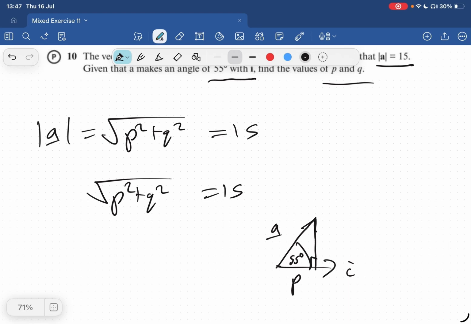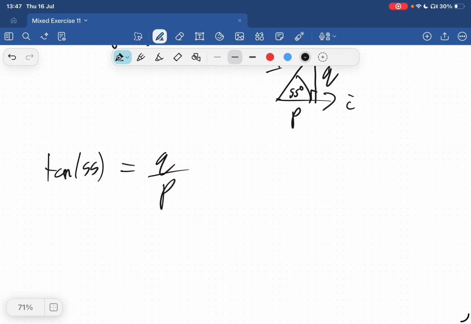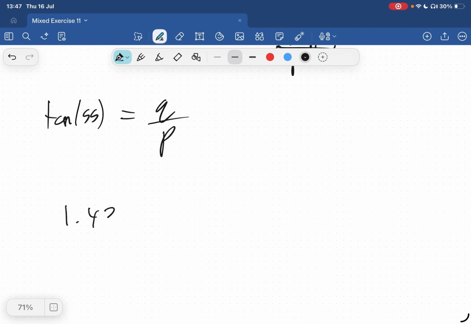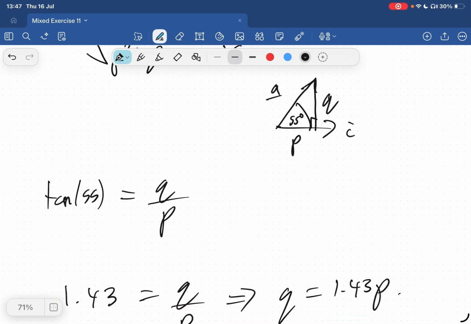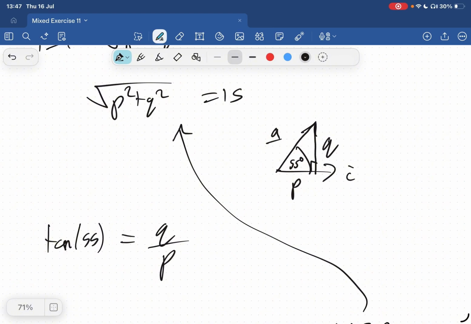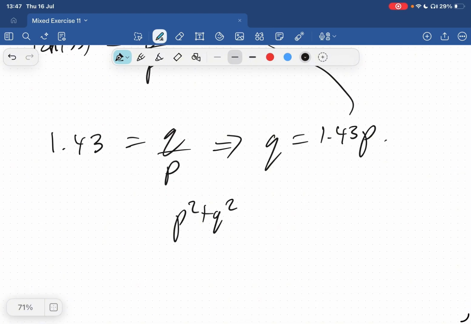So what have we got here? Well, P and Q. Using SOHCAHTOA, we've got opposite and adjacent, so tan 55 equals opposite over adjacent. Let's put it in our calculator. What is tan 55? It's 1.43. This then means that Q is 1.43 lots of P. We can then use this to sub in to what we had before. So let me bring down what we had before: the square root of P squared plus Q squared equals 15.